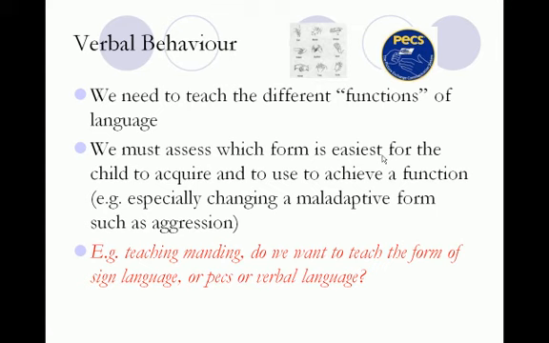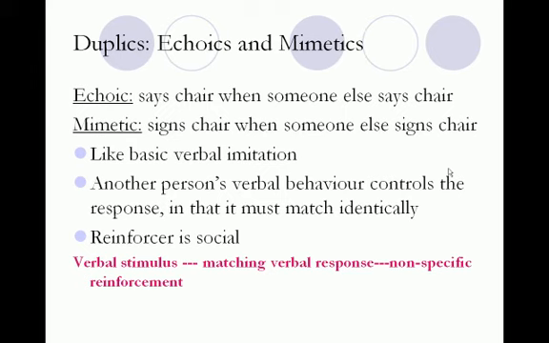Okay, so the first category of Skinner's verbal operants are duplex, which echoics and mimetics can fall under. An echoic, quite simply, is when you say chair when someone else says chair. And a mimetic, much the same, is also an imitative type response, except that it's a sign response. Signs chair when someone else signs chair. And it's like basic verbal imitation, and another person's verbal behavior controls what response is made. It must match identically. And the reinforcer is social. So, again, this is simple imitation.